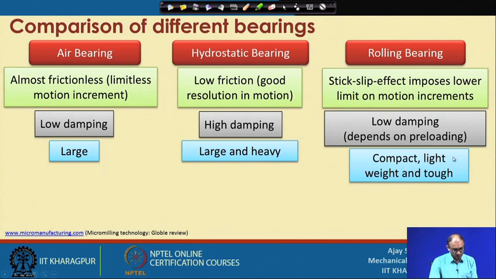And that is the reason that for most conventional applications we still use the roller bearing, because we do not require such a high precision, and that also comes with a cost.